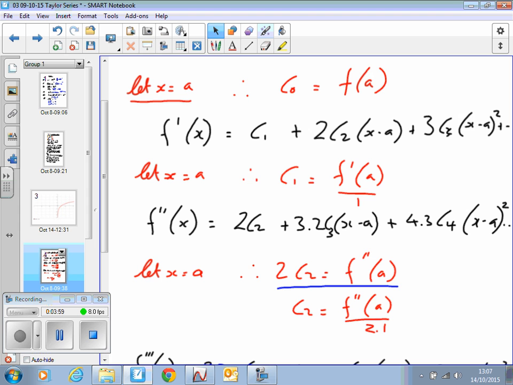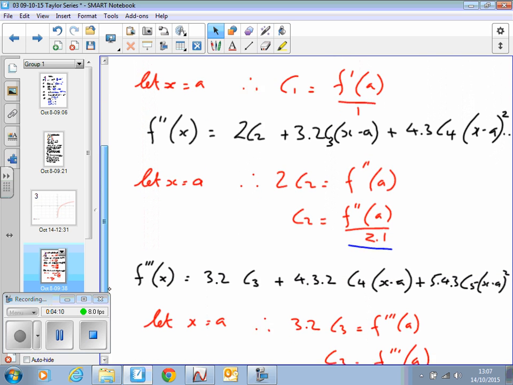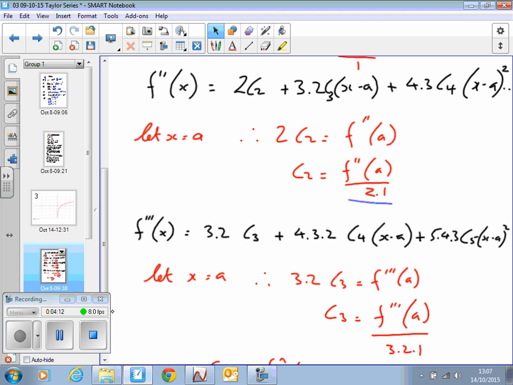So what is C2? It's the second differential divided by 2, but we can think of that as 2 times 1. Now carrying on, find the third differential. Have a look at this solution I've got here. Check it makes sense to you.